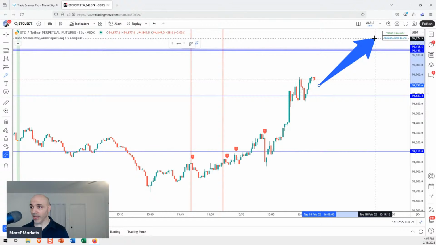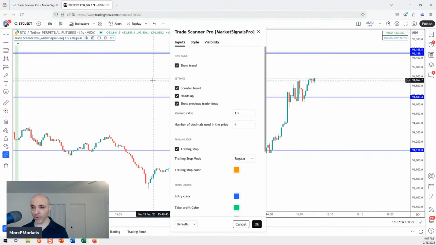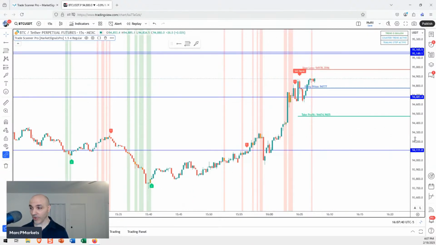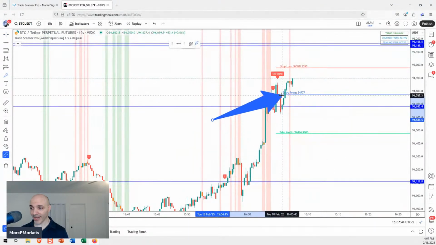Now, again, this says bullish, but I'm in a resistant area. So what do I have to do? This is a little more advanced. I have to switch to counter trend mode if I want shorts. Now, notice I switched to counter trend mode. There's a short signal that's in play right now.